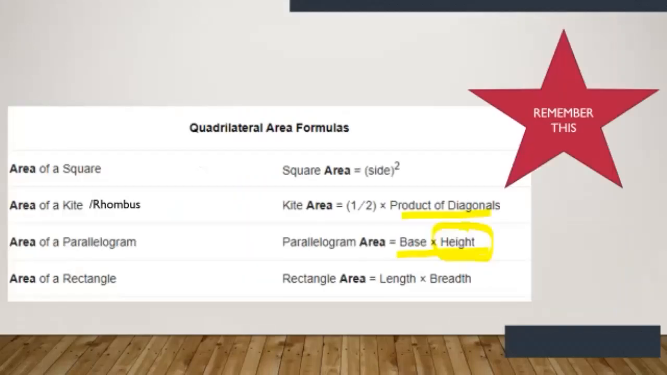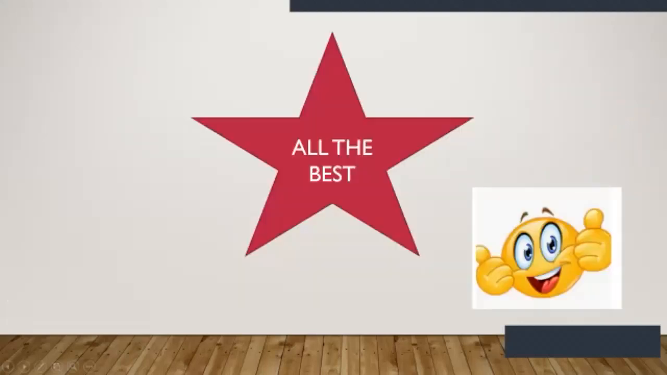Okay, fine. So with this, this is what finally summarizes the area for a square, kite or a rhombus, parallelogram, rectangle we know. With this, we come to the end of the session.